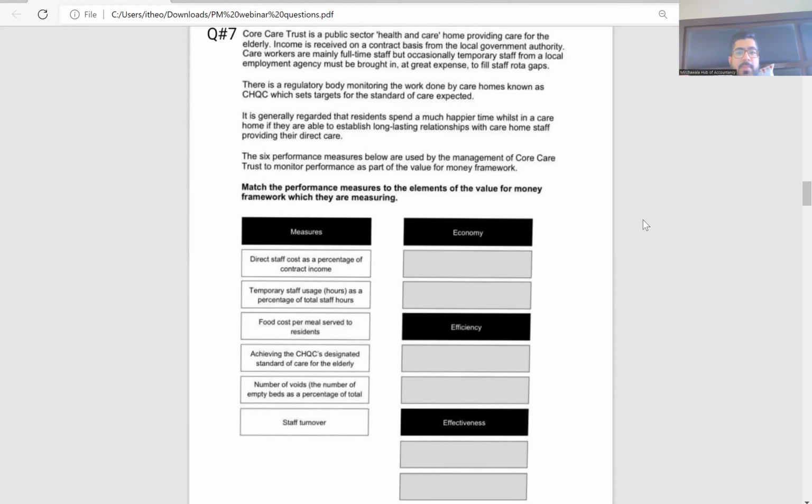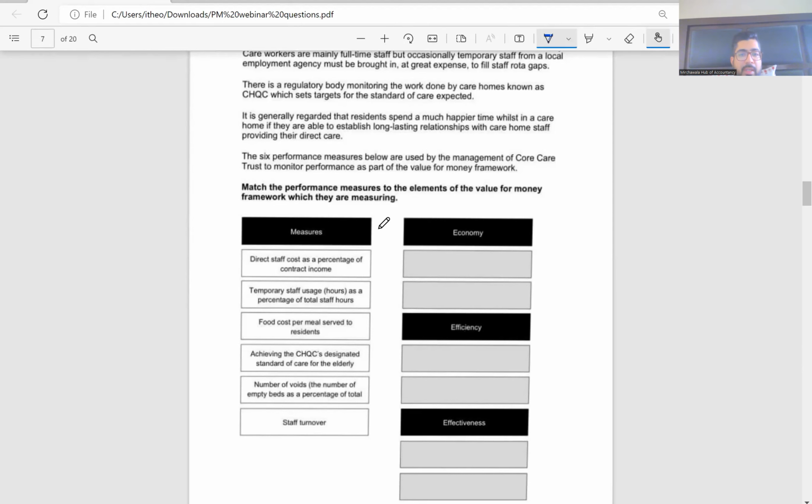The 6 performance measures below are used by management of Core Care Trust to monitor performance as part of the value for money framework. Match the performance measures to the elements of the value for money framework. You know, value for money is economy, efficiency, effectiveness.